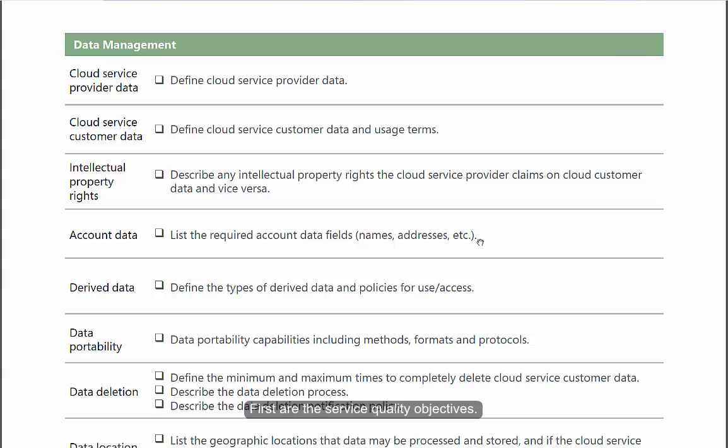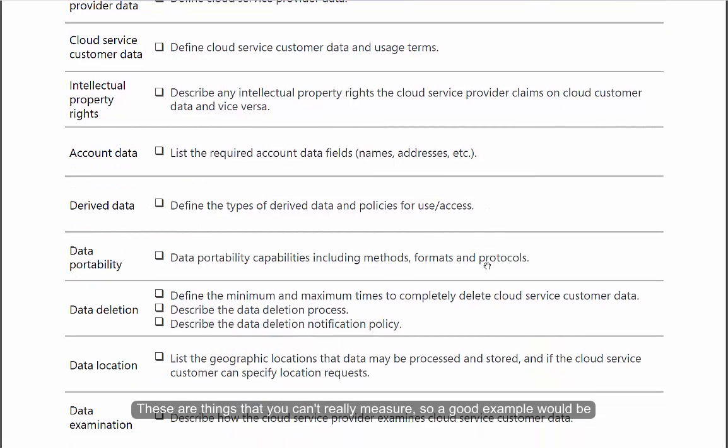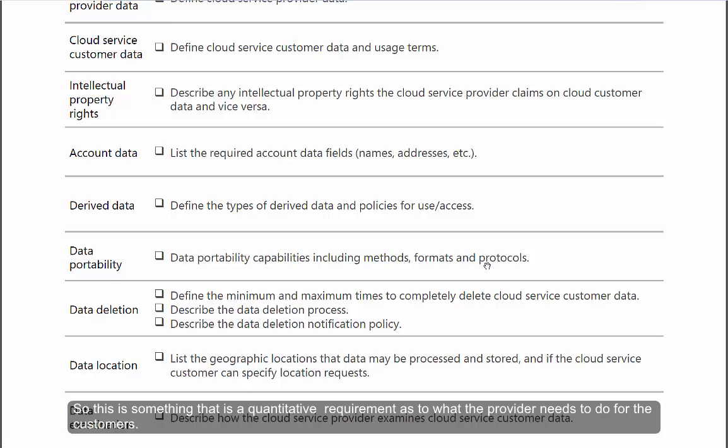First are the service quality objectives. Now, what are service quality objectives? These are things that you can't really measure. So a good example would be what will be the requirements vis-a-vis data location for our customers. So this is something that is a qualitative requirement as to what the provider needs to do for the customers.